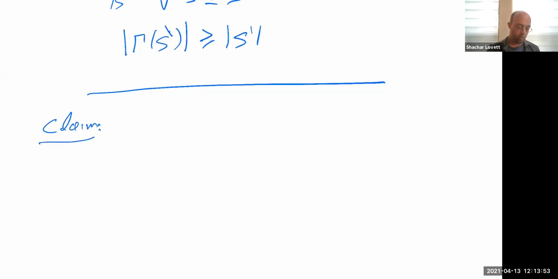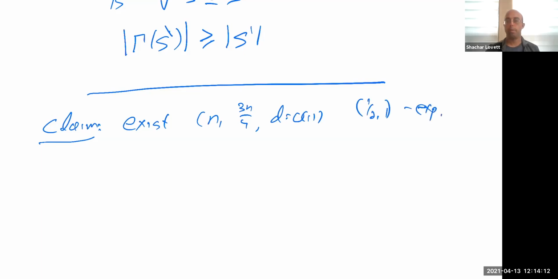that for some constant d, there exist 3n over 4 half-1 expanders. What does it say again? And the proof is going to be by the probabilistic method.